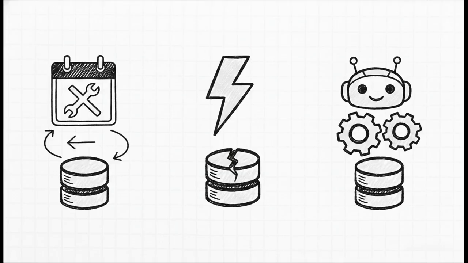So I'll leave you with this final thought to ponder today. If your primary database totally crashed right this exact second, which of these 3 strategies, the calendar of switchover, the lightning bolt of failover, or the robot of FSFO, is your organization truly prepared for?